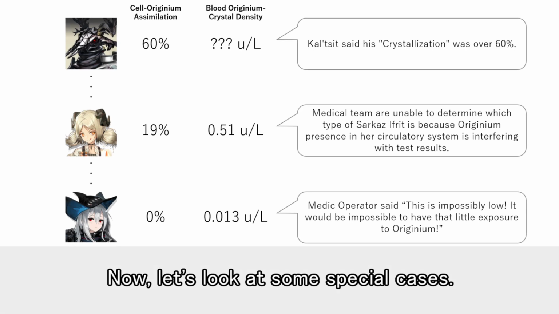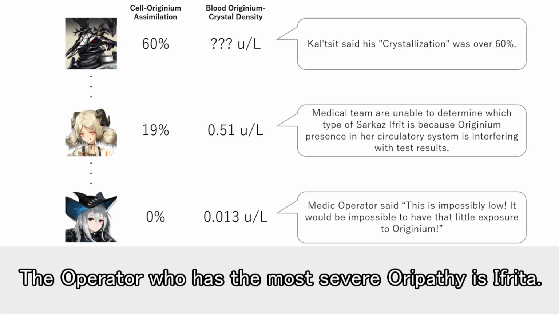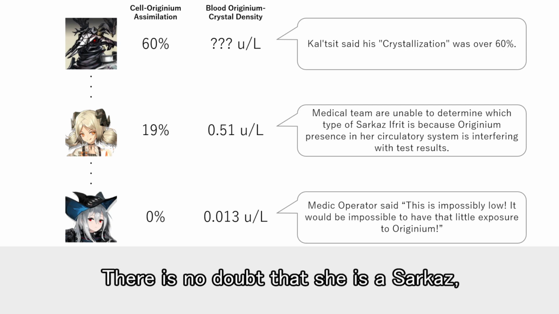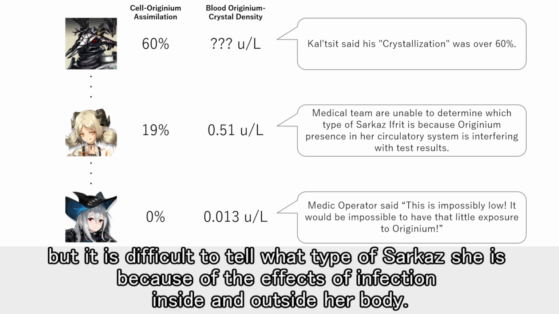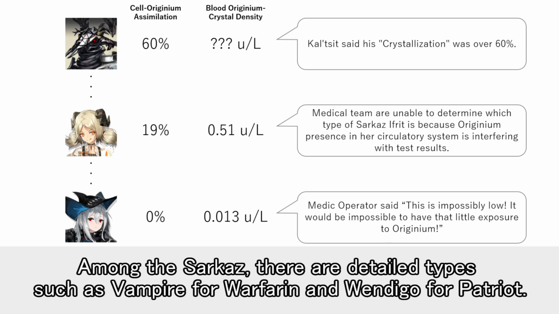Now, let's look at some special cases. The operator who has the most severe Oripathy is Ifrita. There is no doubt that she is a Sarkaz. But it is difficult to tell what type of Sarkaz she is because of the effects of infection inside and outside her body. Among the Sarkaz, there are detailed types such as vampire for Warfarin and wendigo for Patriot.